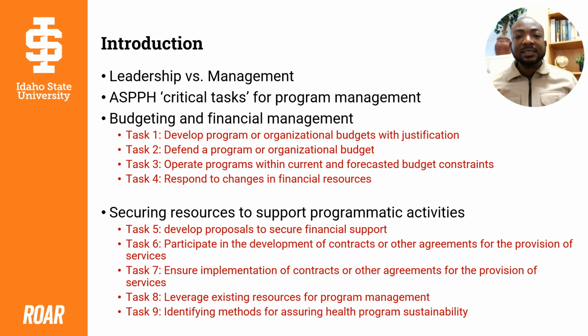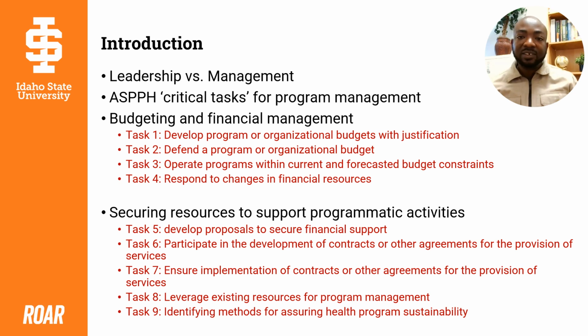So aligning and integrating organizational strategic and operational goals, objectives, and processes requires strong program management skills, particularly those related to budgeting and financial management, and securing resources, and program implementation and evaluation. So this lecture focuses on the program management tasks of the Association of Schools and Programs of Public Health, ASPPH, that are critical for organizational effectiveness. And these tasks are categorized into three groups.